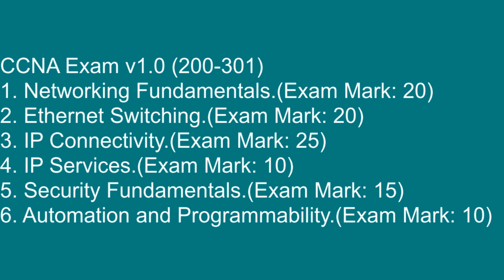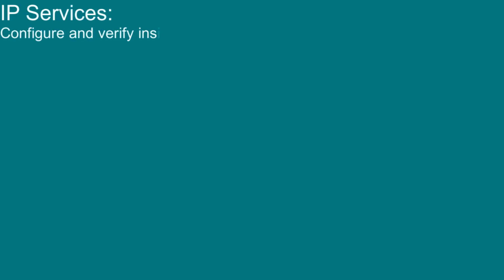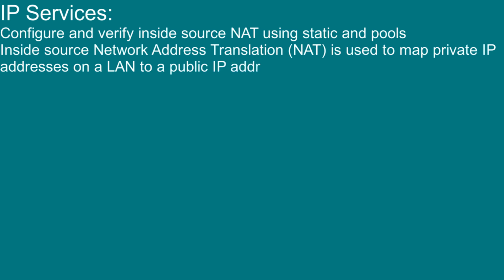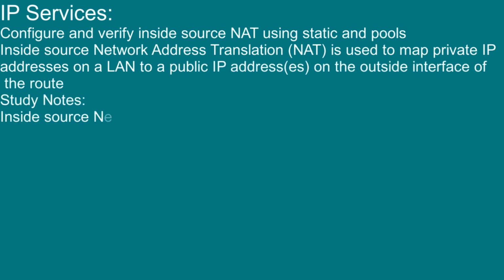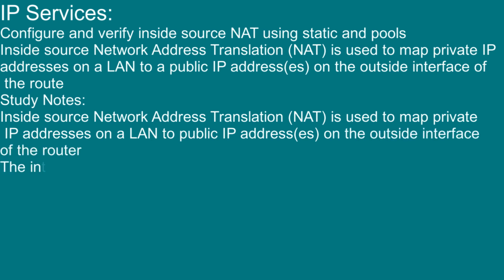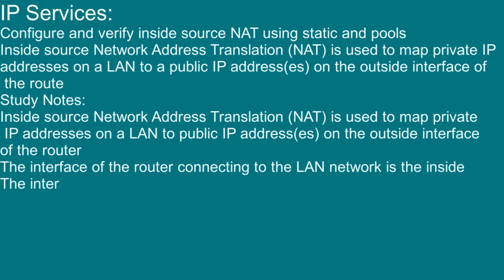Let's start. IP services: configure and verify inside source NAT using static and pools. Inside source network address translation. NAT is used to map private IP addresses on a LAN to public IP addresses on the outside interface of the router. The interface of the router connecting to the LAN network is the inside. The interface of the router connecting to the WAN is the outside.